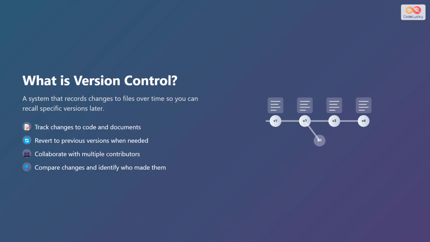Version control is a system that records changes to files over time. This allows you to recall specific versions later. It helps you track changes to code and documents, revert to previous versions when needed, collaborate with multiple contributors, and compare changes to identify who made them.